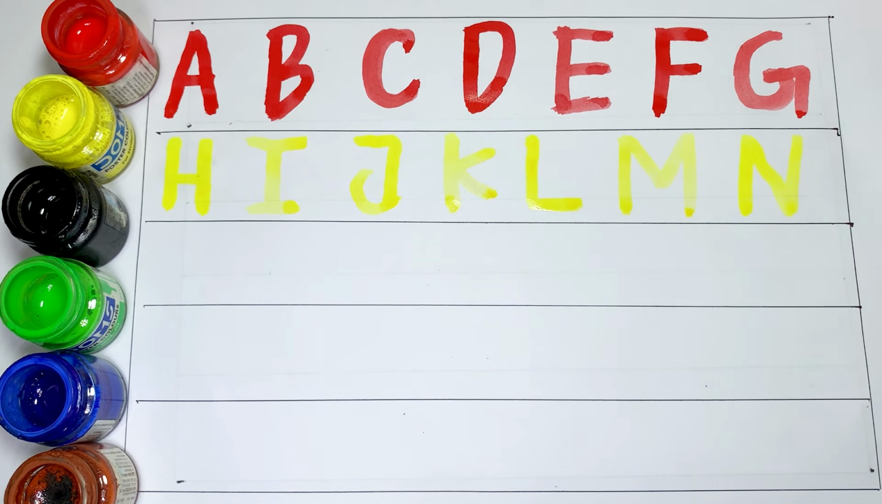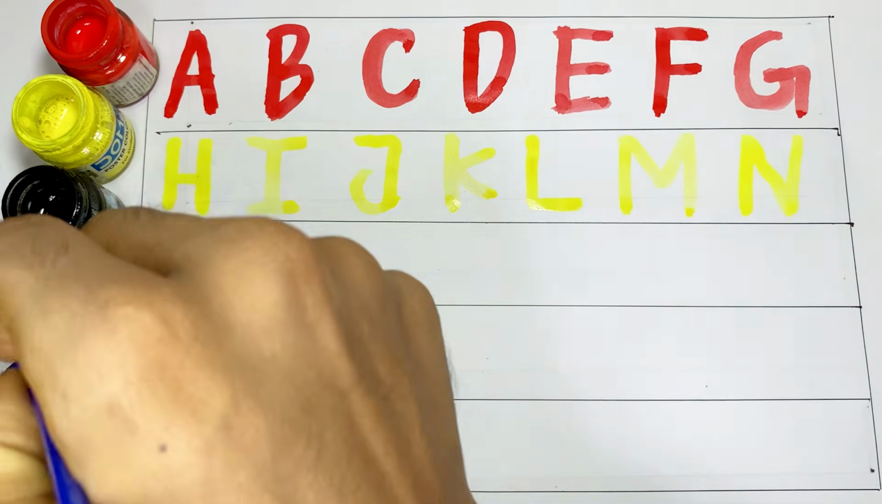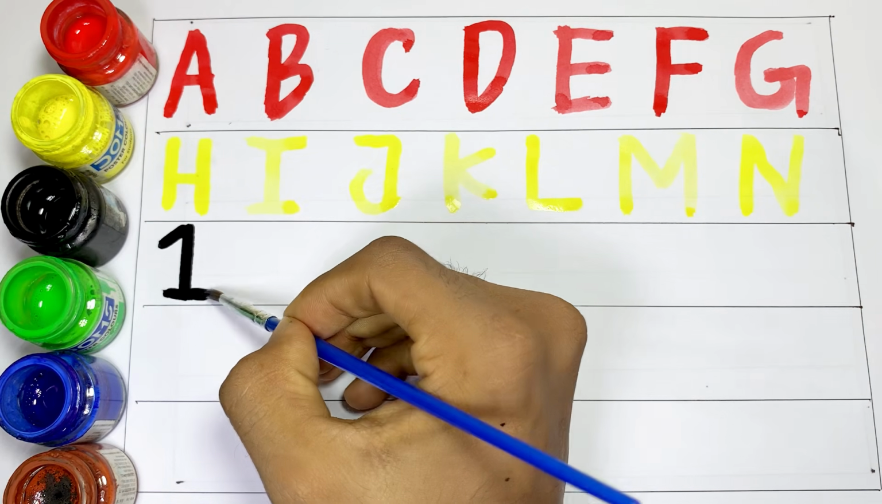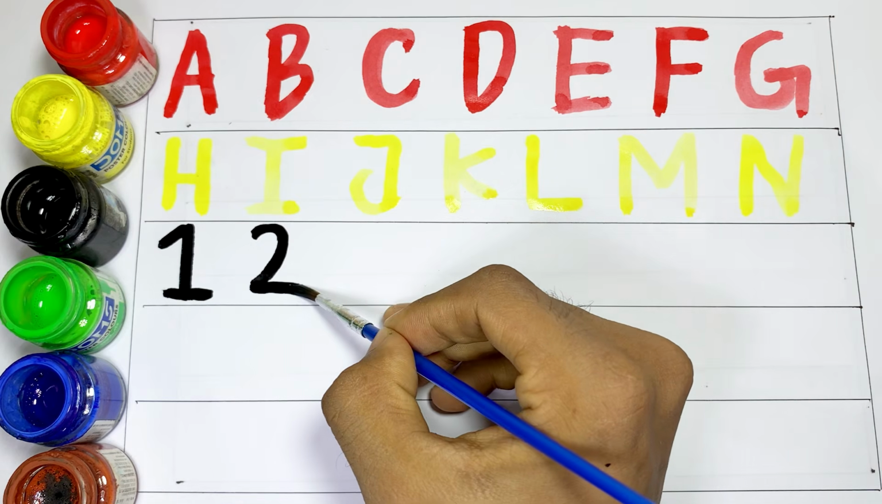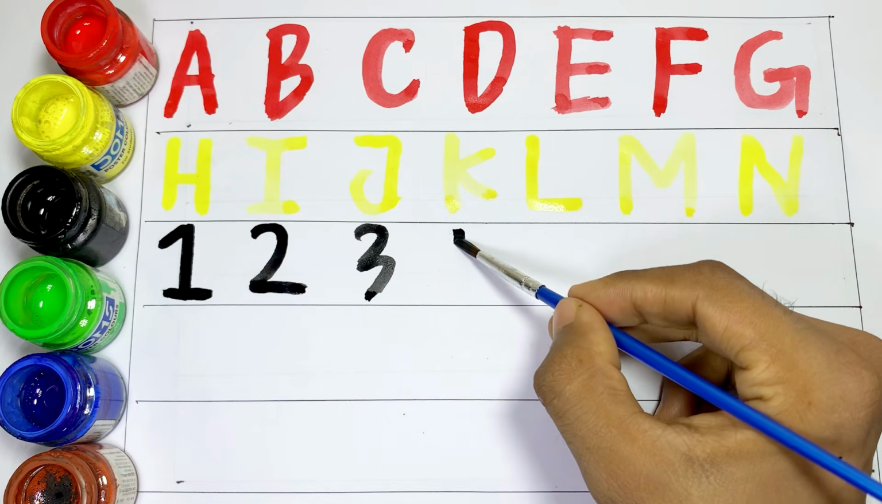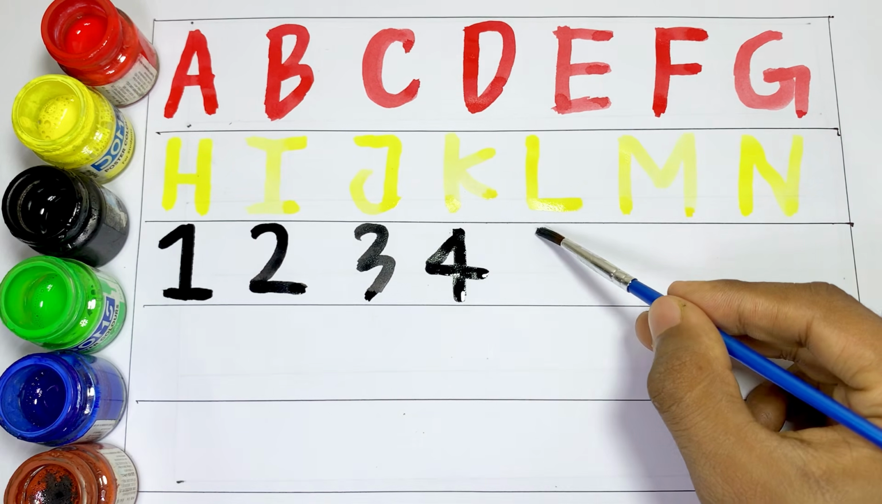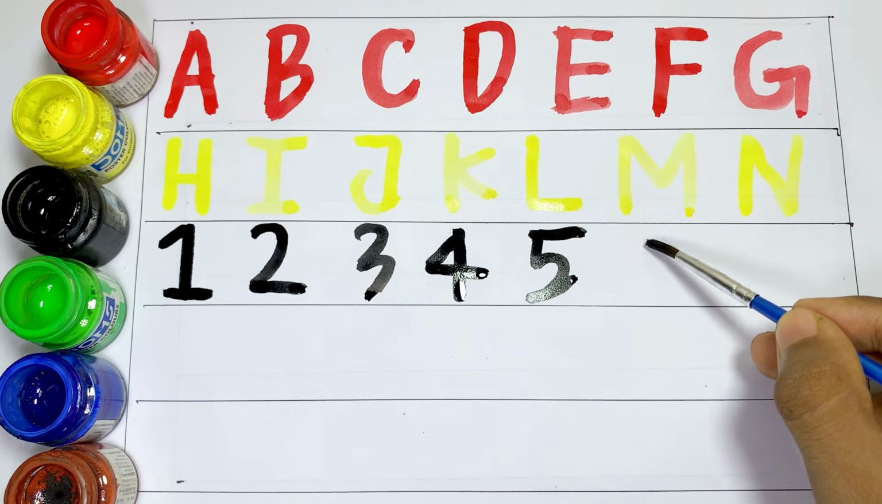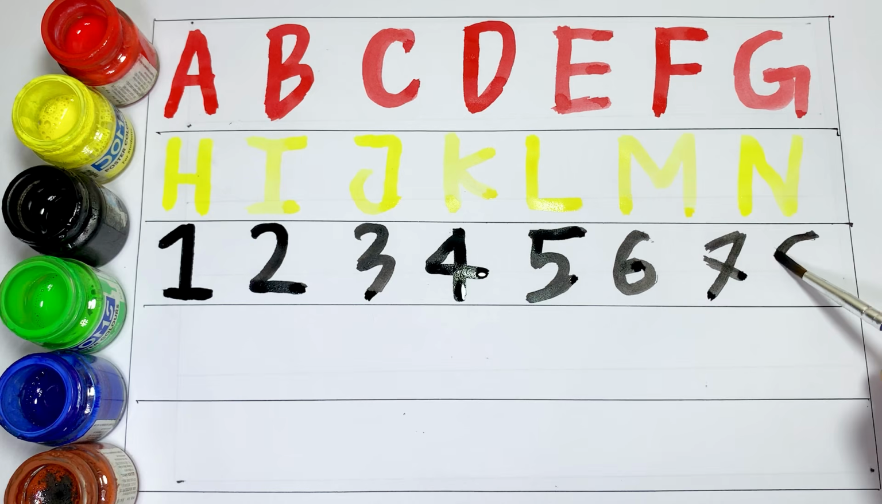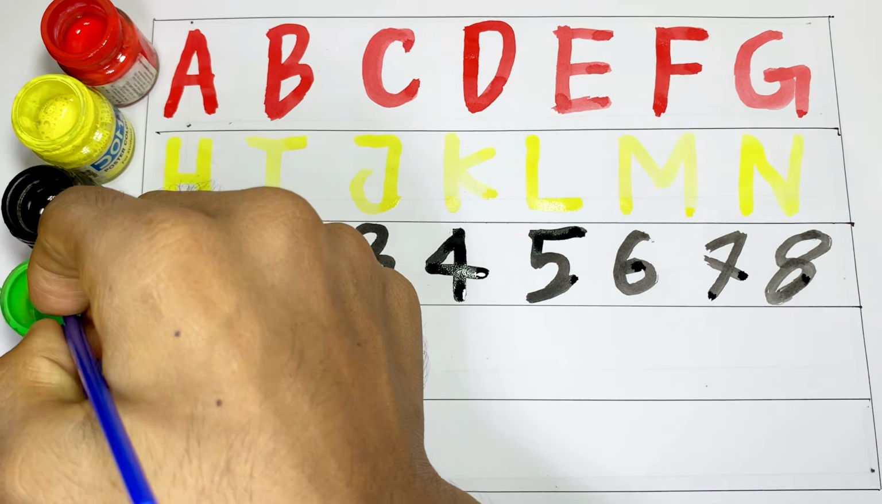Kids, now you draw numbers. First you draw 1 and use black color. 1, 2, 3, 4, 5, 6, 7, 8. Now you draw 9 and use green color.